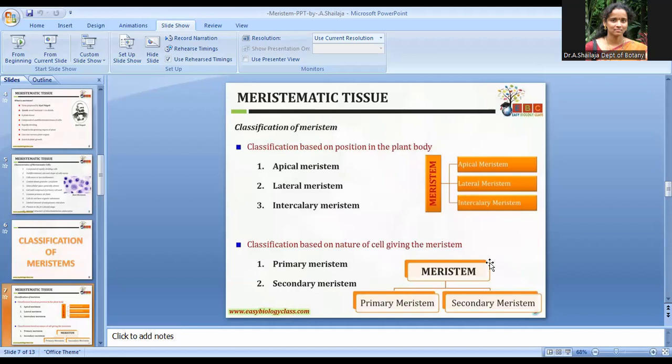Next, classification based on the nature of the cell. Based on the nature of the cell, there are the primary meristem and the secondary meristem. See here, first, the primary meristem.